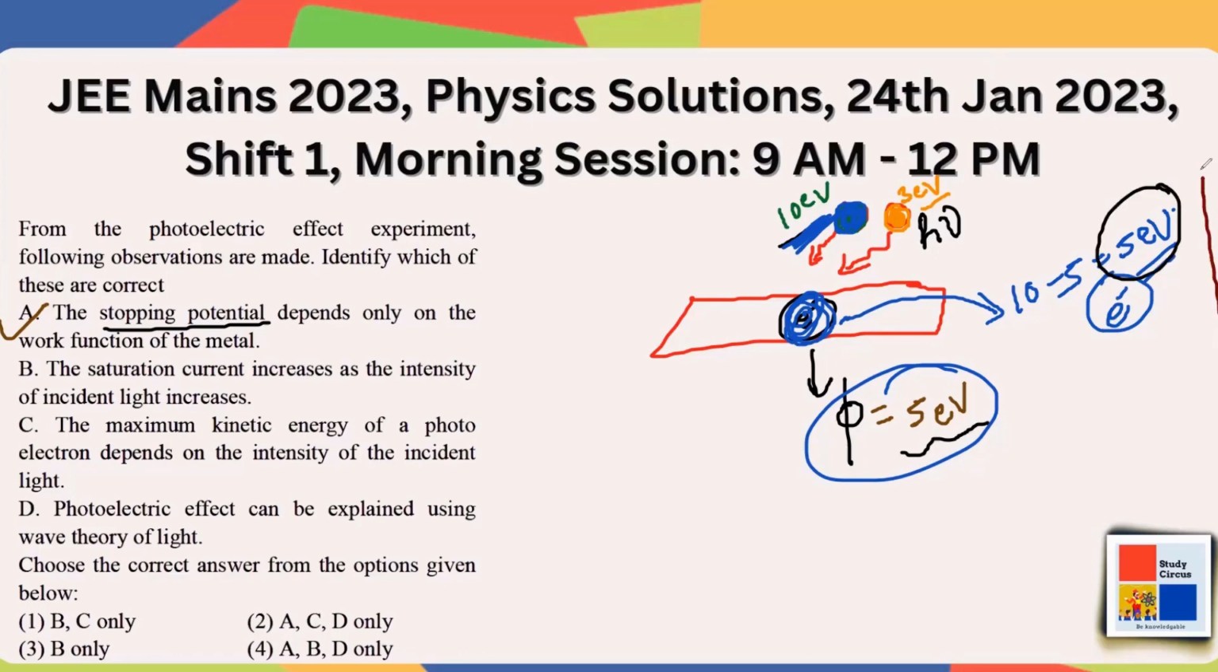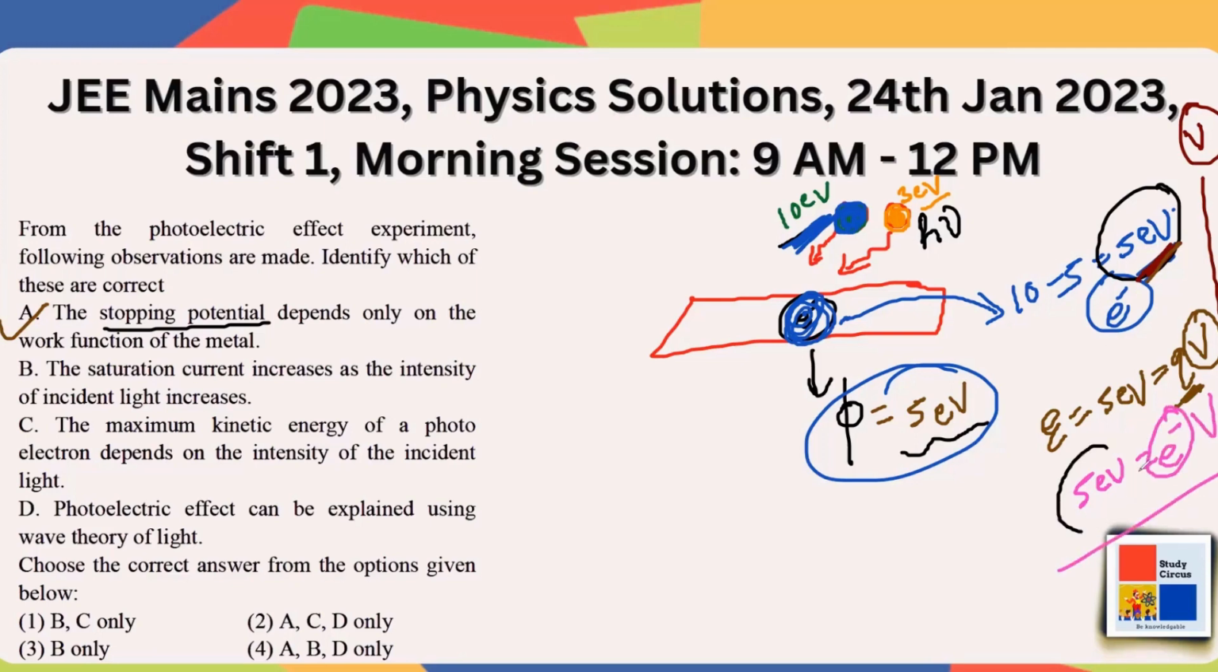Now if you apply a potential of V, that can consume this 5 electron volts, right? So the formula we use is: the energy left with the electron is Q times the stopping potential. The Q is the charge on the electron, that is not changing, right? So this 5 electron volts is the charge on the electron times the stopping potential, okay? Whatever energy is left with the electron is equal to the charge on the electron times the stopping potential. So is this V going to depend only on the work function? No, because this eV has to be equal to the left out energy.